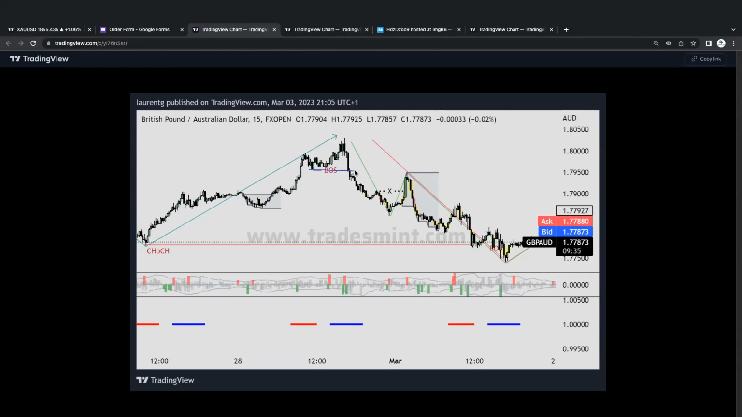Why do you mark this as a break of structure? I don't know, right? Because if you are marking the structure as per the plan, this is your higher high, taken out the inducement, break of structure, continue going higher. This is a CHoCH, taken out the inducement, lower lows, lower high, lower lows, taken out the inducement, lower high, push downside, and this move like this, right?